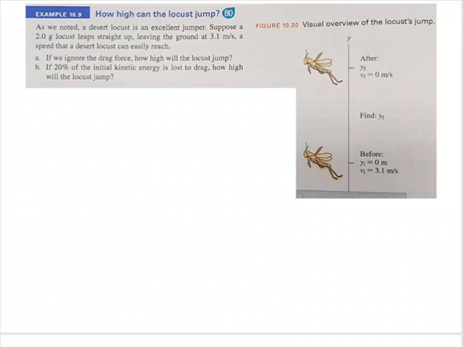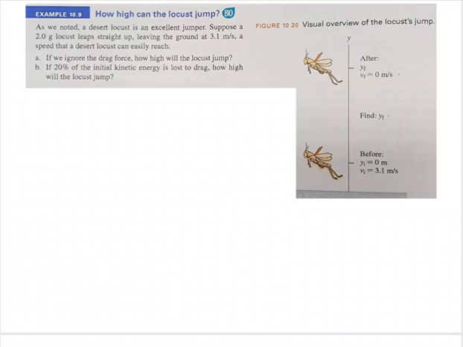So we have the picture on the right-hand side. We have the before and the after. We want to find y final. So y initial would be 0. Okay, what do we do? So the first thing we should do would be to draw a picture, and that was given to us, thankfully. So then after that, we're going to identify the things we know and we don't know, and that was given to us also. So we have the initial velocity is 3.1 meters per second. When it reaches its maximum height up here, its velocity will be 0 meters per second, and then it will start to fall again because it just jumped straight up and it's going to come straight back down. We're looking for y final.